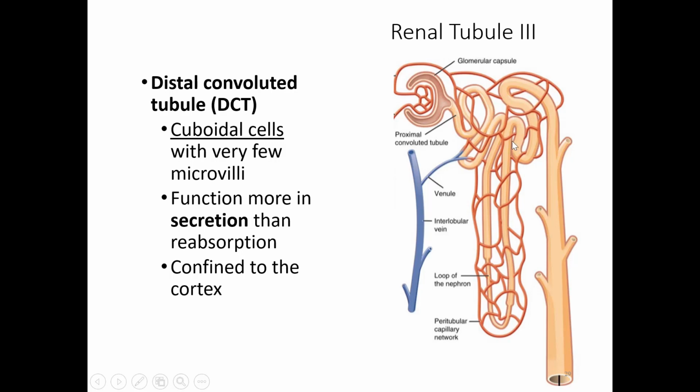Next one, this part is the distal convoluted tubule located in the medulla. Lined with cuboidal cells, main function is secretion. So this one is only in the cortex.